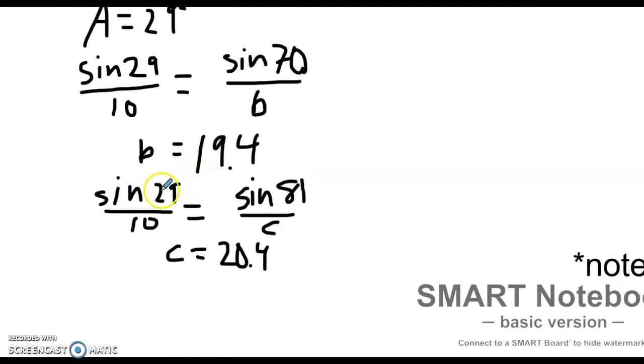Now to find C, I'm going to use that same ratio. Sine of 29 over 10 is equal to the sine of C, which is 81, over C. C is 10 times the sine of 81. Find an answer. Divide by sine of 29. Answer is 20.4 rounded to the nearest tenth.